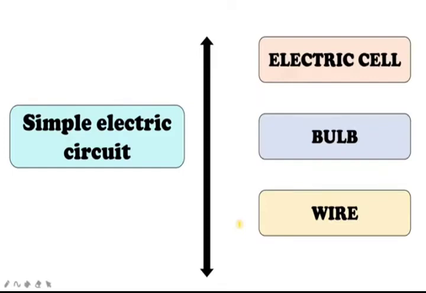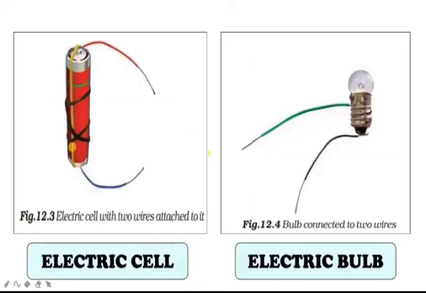So how to make a simple electric circuit? In order to make a simple electric circuit, you require an electric cell, bulb, wire, etc. The same picture is there in your textbook also. You know that the positive terminal of the cell is the metal cap, and the base part is the negative terminal. You should connect two wires, one wire from the positive terminal and the other wire from the negative terminal. When you connect like this, you will get two free ends.